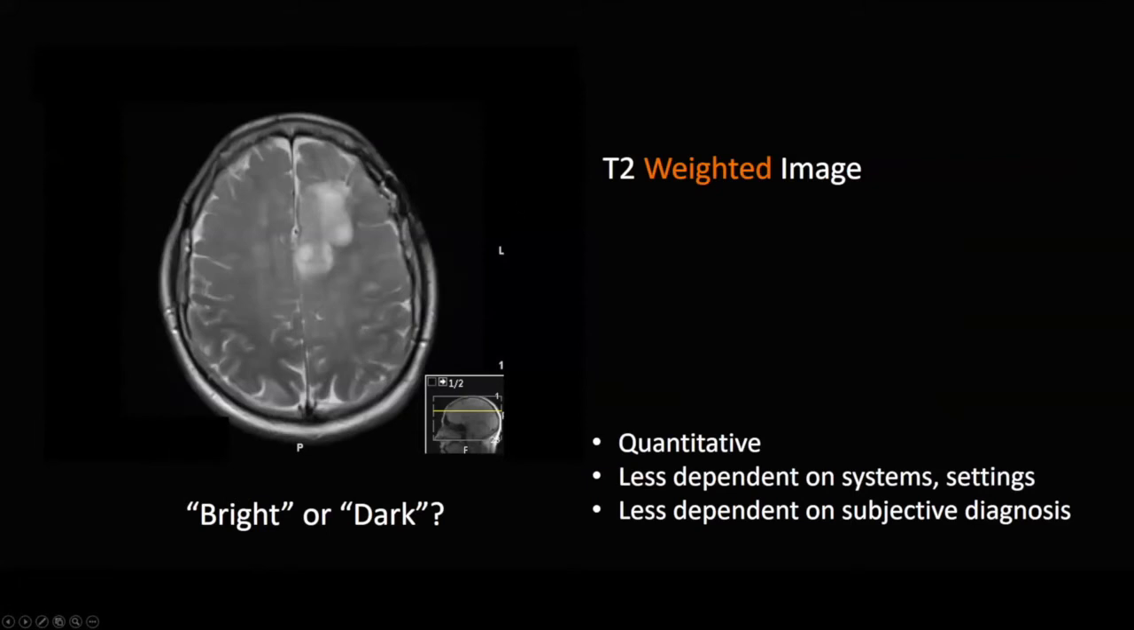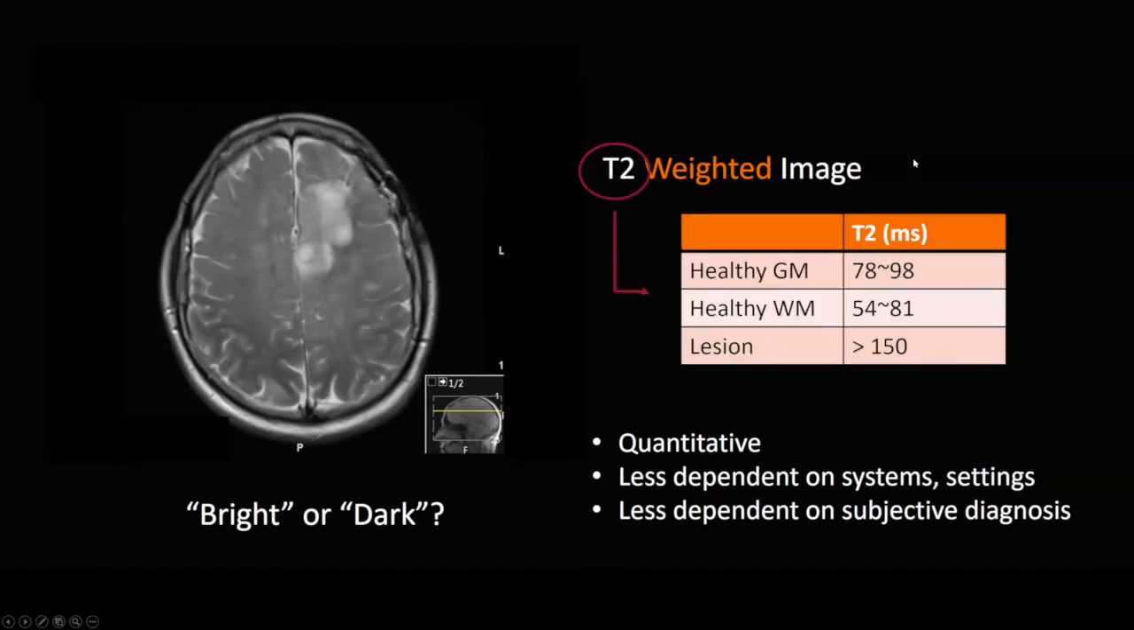So how do we do that? Let's go back to this image. Instead of generating a series of T2 weighted images, an alternative way is to use a quantitative scan to quantify the T2 number from this brain.